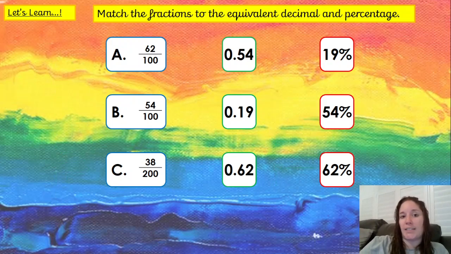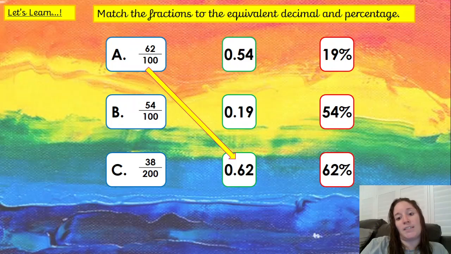Okay, let's see if we can do this one then. So match the fractions to the equivalent decimal and percentage. So the fractions are A, B and C. You need to match them to both the decimal and percentage. So let's start with the first one. We've got 62 hundredths. What is 62 hundredths as a decimal? Okay. So you've got the choice of 0.54, 0.19 or 0.62. We know that's 0.62. And then have we got 62% as a percentage? We have indeed.